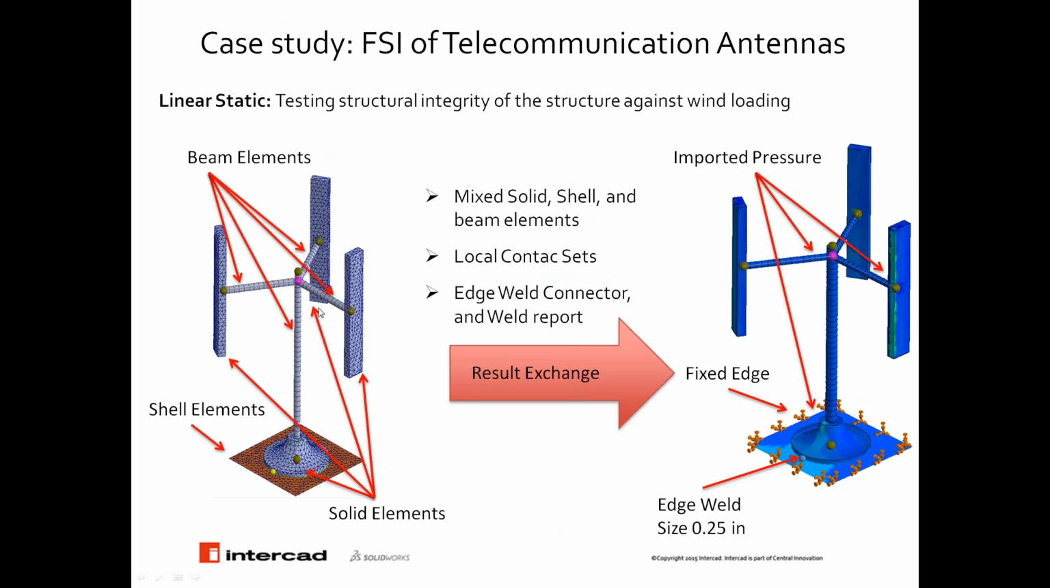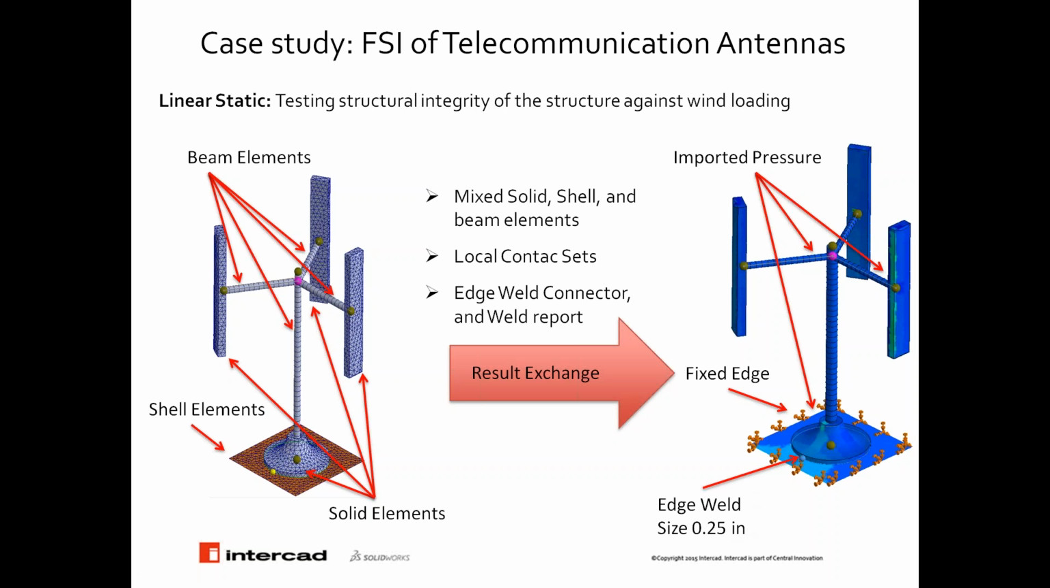Well, as you can see in the picture, we have different components: beams on these connector types, solid on the antenna model, and also shell, which the whole thing is fixed on. We are introducing solid, shell, and beam elements, also bringing in the importance of having local contact sets and different connector types such as the edge weld connector, and how we can see the result. In this case study, imported pressures are coming from the fluid side. We have a fix on the shell here, and we have the edge weld with a size of 0.25 inch, which is connecting this shell to that revolve component.